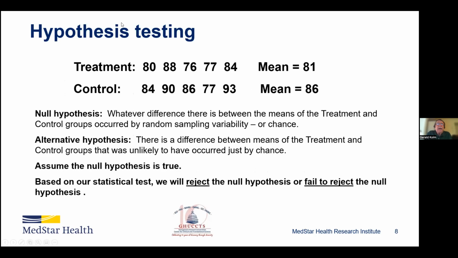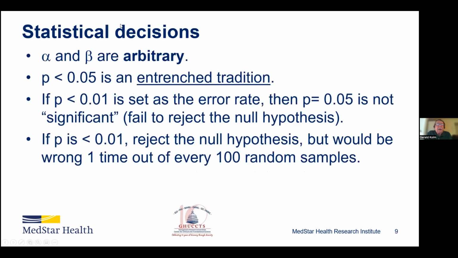And then we looked at how we would do hypothesis testing. I had a couple of samples of a treatment and a control group, and we looked at how you would compare the mean blood pressure using a t-test between each group. And so then we talked about statistical decisions and the alpha error rate and the beta error rate.